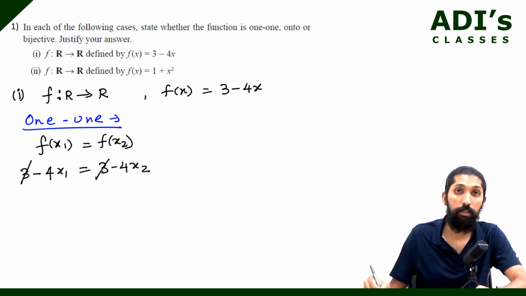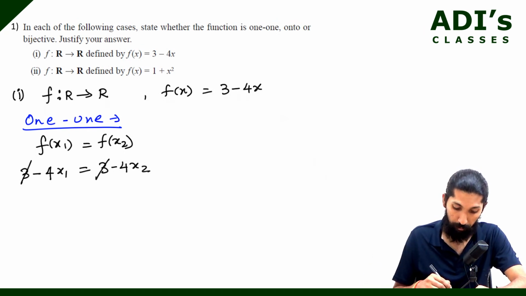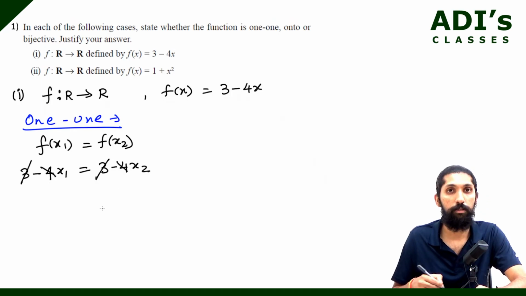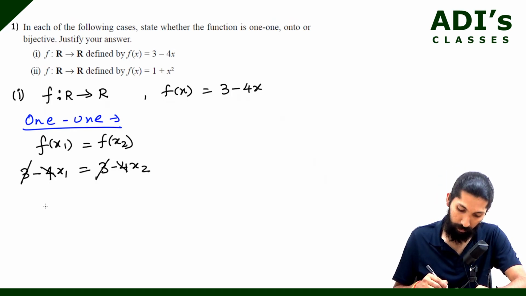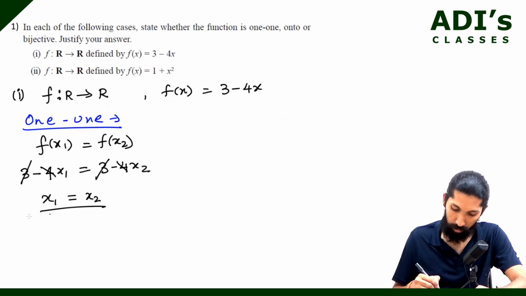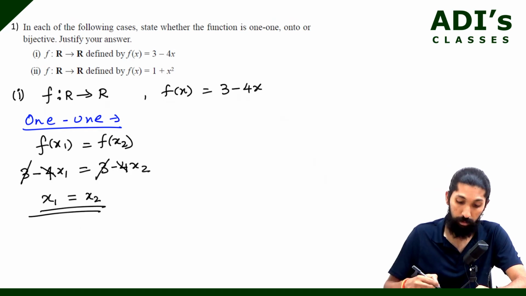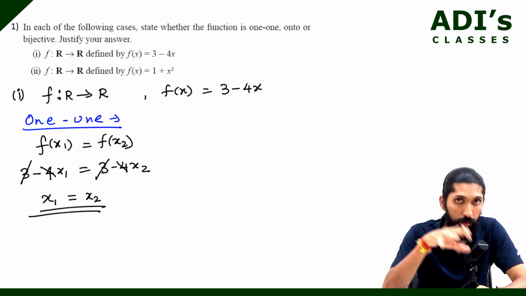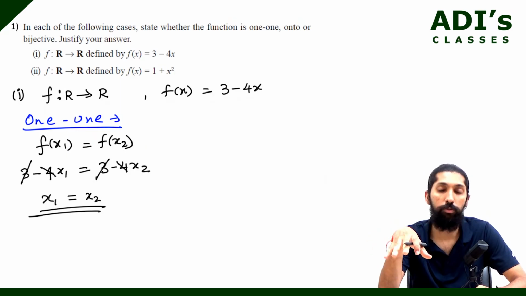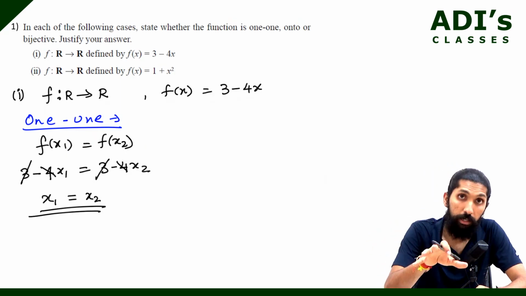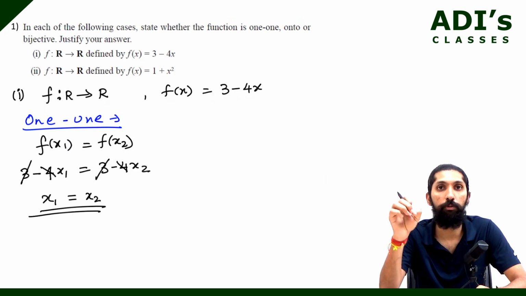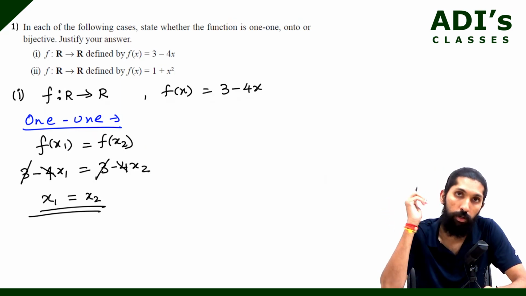So in this case, we get 3 minus 4x1 is equal to 3 minus 4x2. 3 and 3 cancel, then minus 4 cancels. So what do you get? x1 is equal to x2. So this proves that the function is one-to-one, because we know that f of x1 is equal to f of x2, and from that we get x1 is equal to x2, so of course it has to be one-to-one.